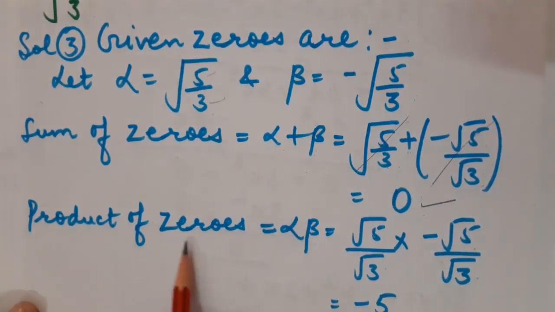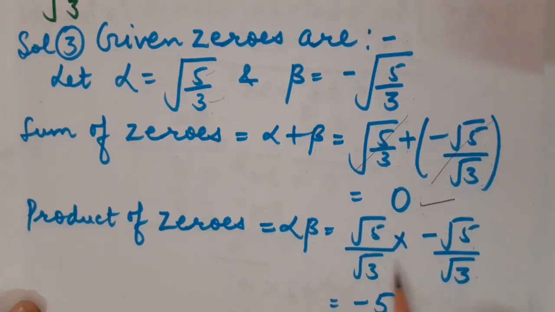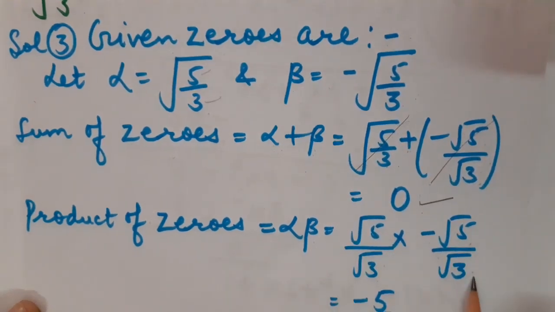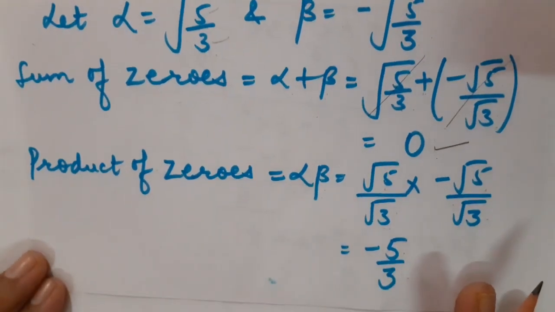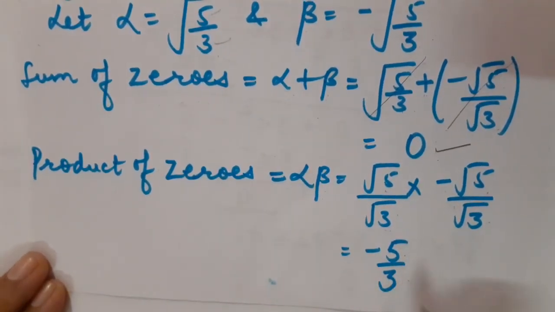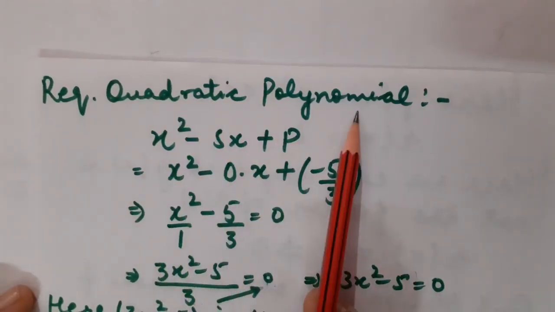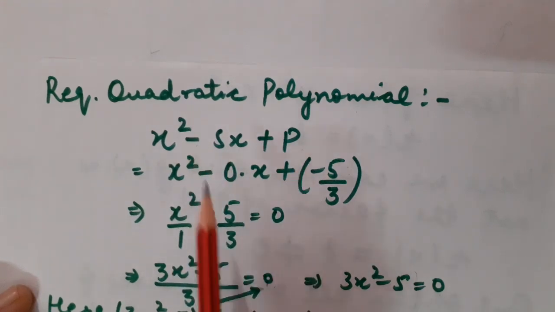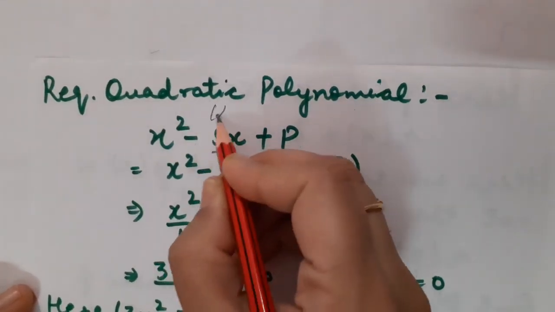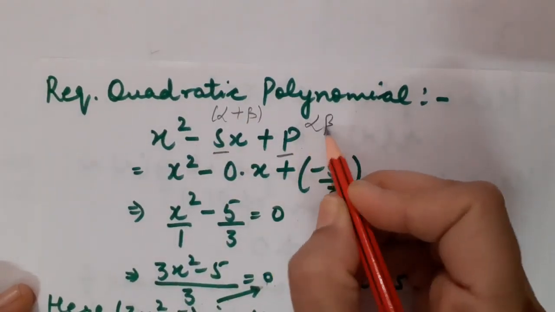Now find the product of the zeros, that is alpha into beta. So it would be root 5 upon root 3 into minus root 5 upon root 3. Fine. So root 5 into root 5 will become 5 and root 3 into root 3 will become 3. So the product of the zeros will be minus 5 by 3. Now, children, the required quadratic polynomial, what is the formula for that? That is x square minus s x plus p. What is s? This is nothing but alpha plus beta, the sum of the zeros. And what is p? That is alpha into beta.